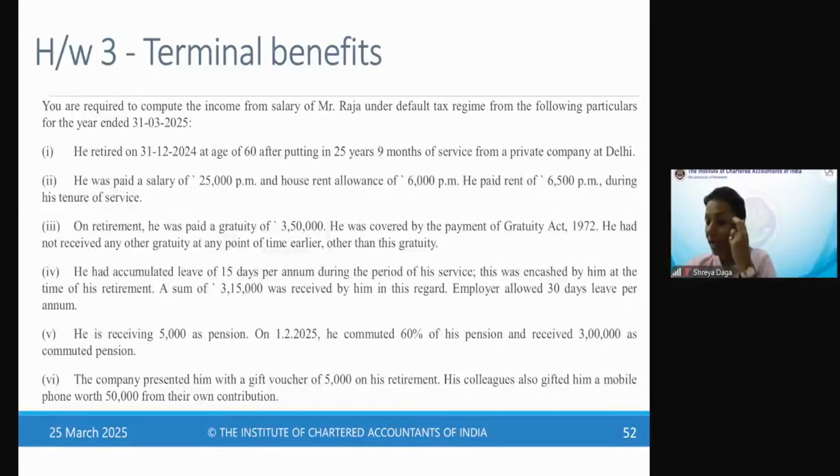Next, you plot gratuity. For gratuity, it is suggested you calculate the exemption in a note because you cannot cloud the main solution too much. So in the main solution, you write gratuity amount received. You write 3.5 lakh in the outer column, okay, and then you write less exemption. For that, refer note 1. So you do all your calculation in the note, so that even if you make an error, you don't have to completely change the main calculation. You can do it in the note itself, and the main table doesn't look bad.